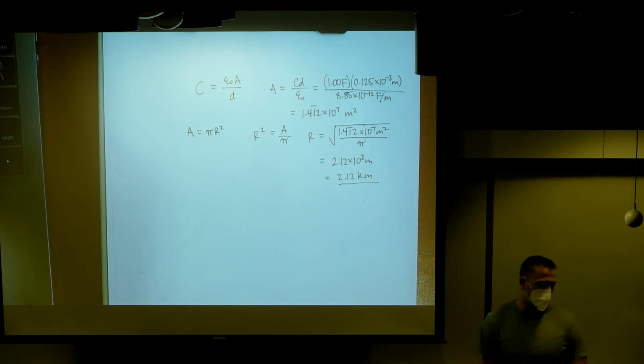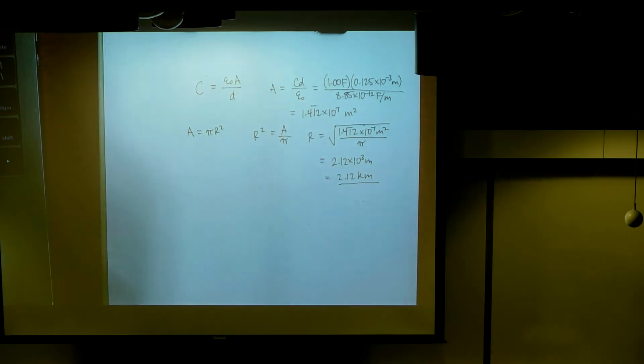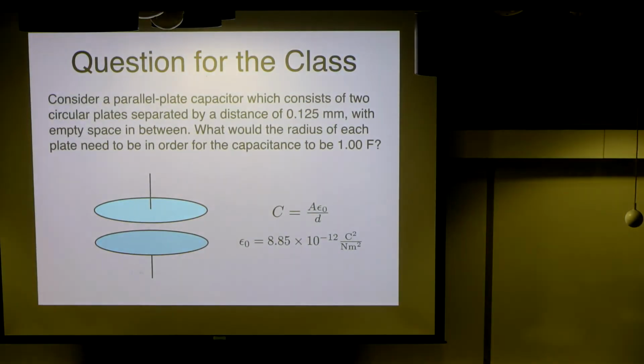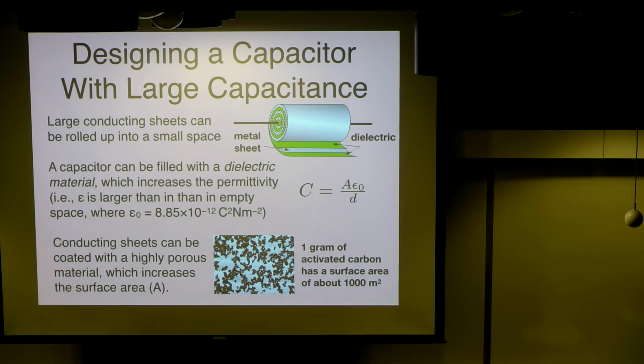There's just more to the design than we've been talking about here, which I'm going to get to in a second. So yeah, of course you could do this. 1 farad capacitors do exist. You can put it in your pocket, and you're going to see one in the lab next week, actually. Okay? So a few things.